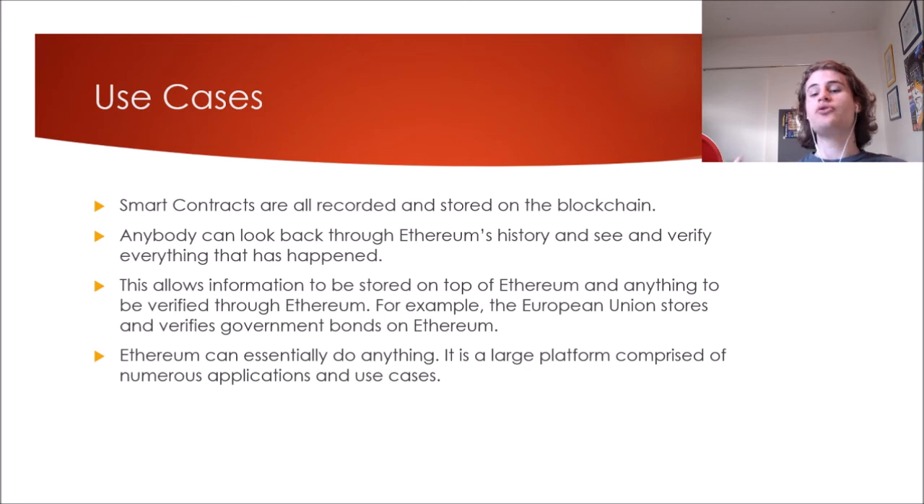For example, the European Union currently stores and verifies $100 million worth of government bonds off the Ethereum network. Anybody can verify that anything has been done on the Ethereum network, and this opens up a range of different use cases across the world. We're already seeing numerous companies flooding to Ethereum to use Ethereum's smart contracts, such as LexisNexis, one of the biggest legal data providers in the world, and Marsh Global, an insurance company.